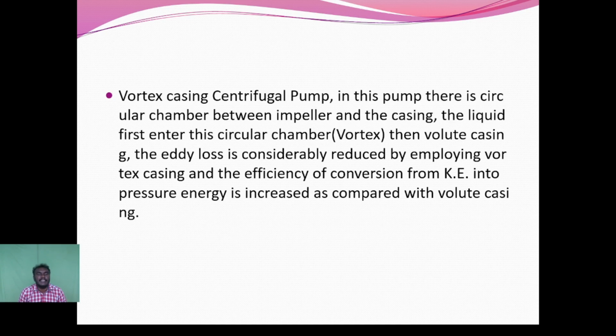The vortex casing centrifugal pump. In this pump, there is a circular chamber between the impeller and the casing. The liquid first enters into the circular chamber, the vortex, then the volute casing. The eddy loss is considerably reduced by employing the vortex casing, and thereby the efficiency of the conversion from kinetic energy into pressure energy is increased as compared with the volute casing.